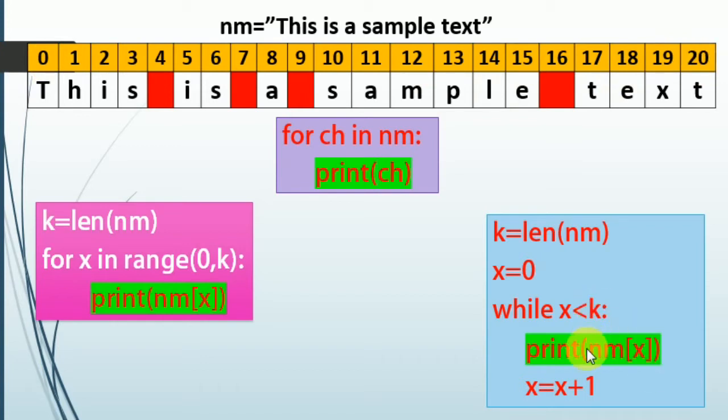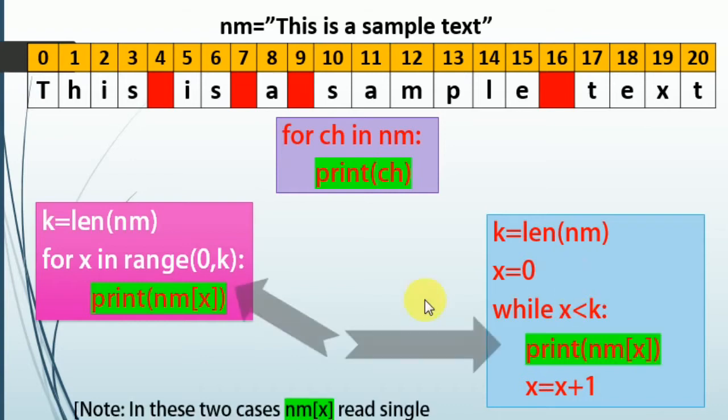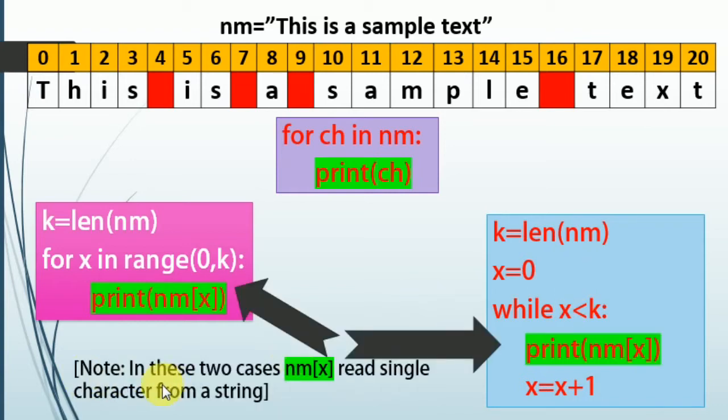Print nm of x is going to read the characters at index 0, 1, 2, 3, 4 like this, and x equals x plus 1 means increment, it will increase the value. So this is the way. I've already shown the note also. In these two cases, nm of x is going to read a single character from the string.